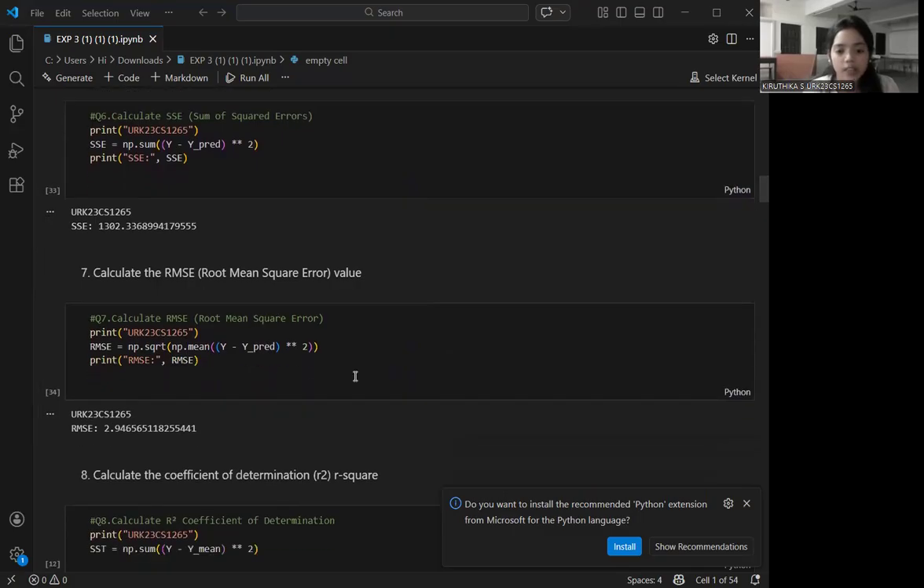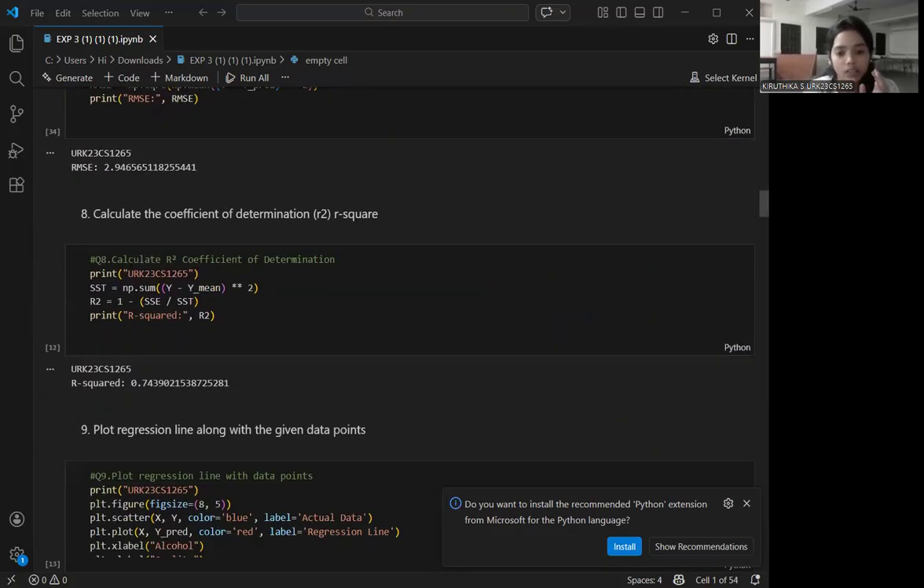And the seventh one is root mean squared error. The formula is RMSE is equal to square root of summation of (y minus y predict) the whole square divided by n. RMSE measures the average prediction error of the model. Lower RMSE indicates better prediction performance.